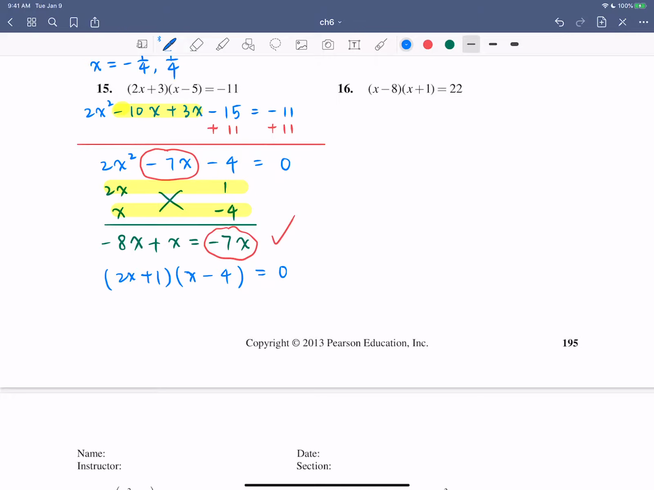And then by zero product property, each of these 2 factors could be 0. 2x plus 1 is 0 or x minus 4 is 0. Solve for each of them, we obtain 2 solutions. X could be negative 1/2 or positive 4.